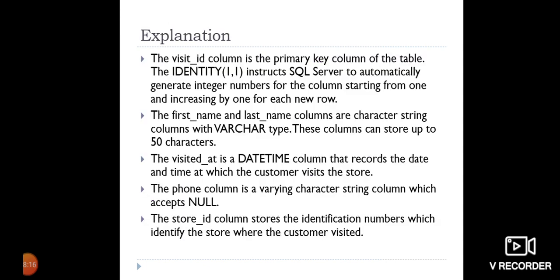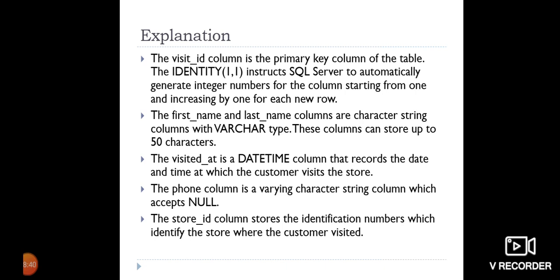Okay, the same thing here comes here, the explanation part of it. The identity 1 comma 1 is instructing your SQL server to automatically generate integer numbers for the column starting from 1 and increasing by 1. You're going to tell what manner you're going to increase. It will increase by one new row at a time, so that this will grow in a linear fashion.